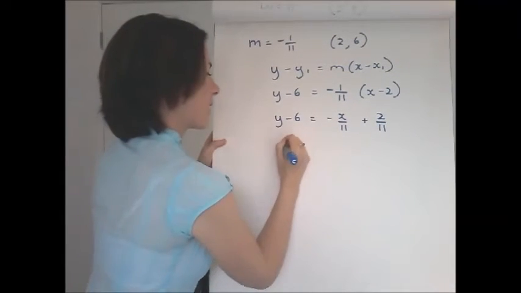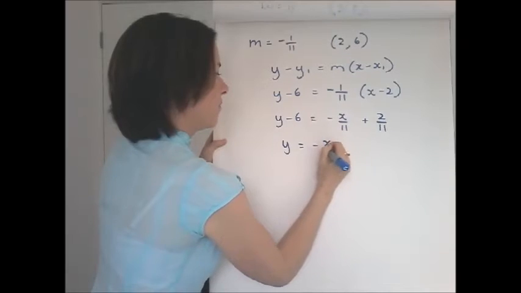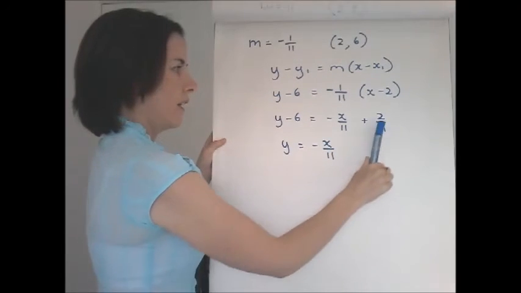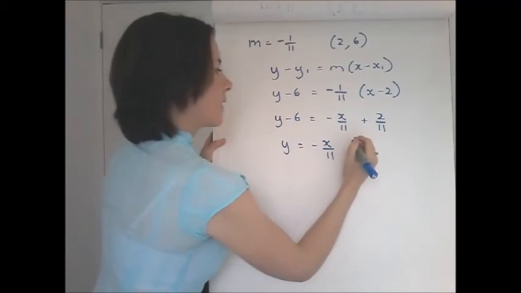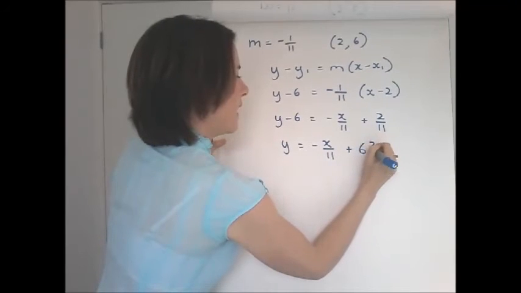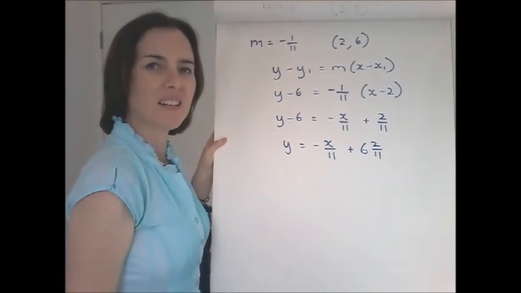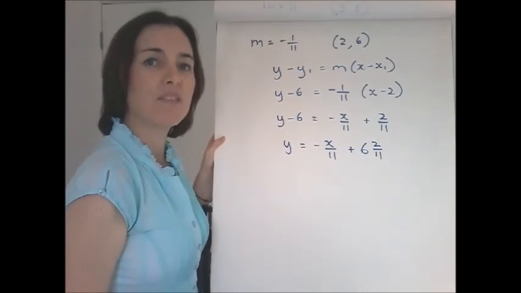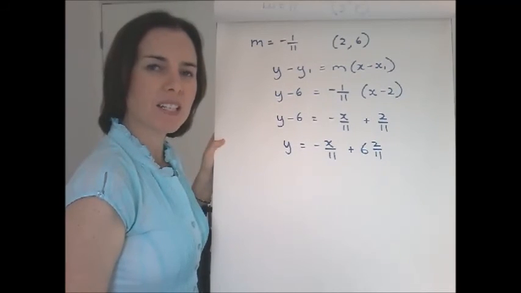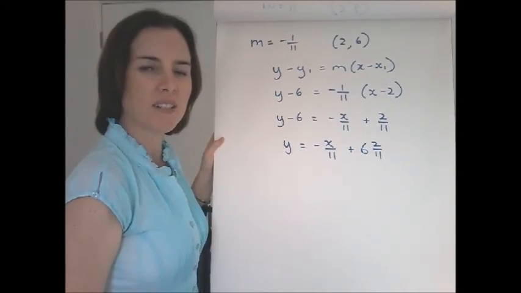And move the 6, add 6 to each side. Now 2 11ths plus 6 is plus 6 and 2 11ths. It's a nice quick way to write it down. If you'd prefer it as an improper fraction, that's okay, but please don't use a decimal.